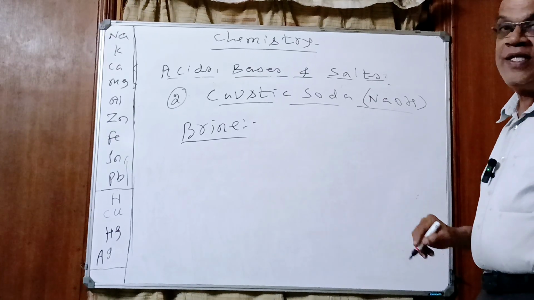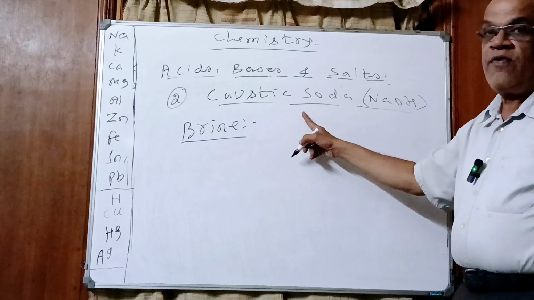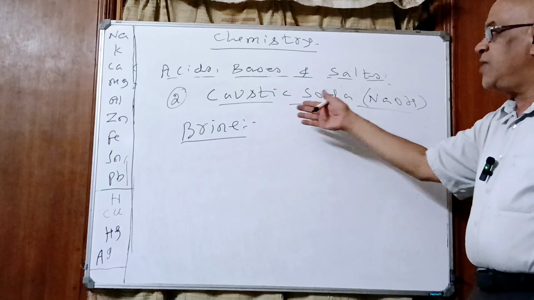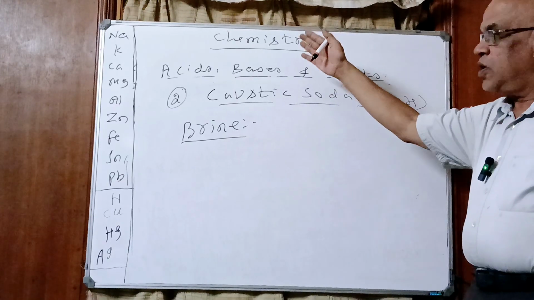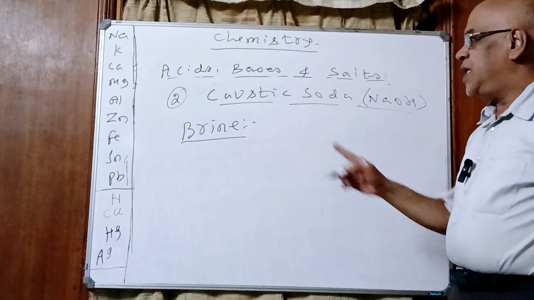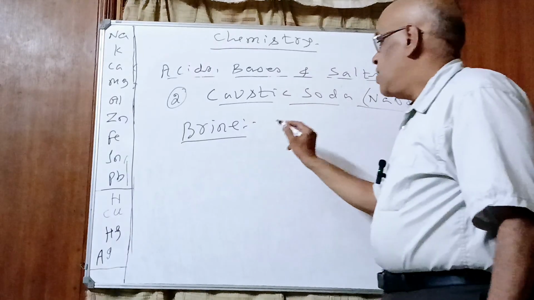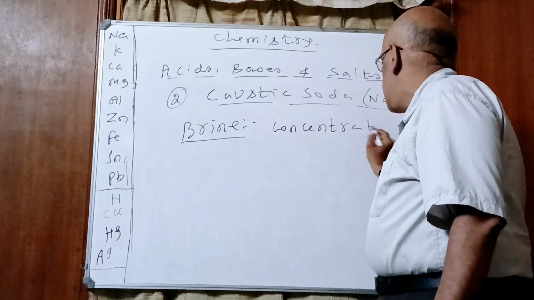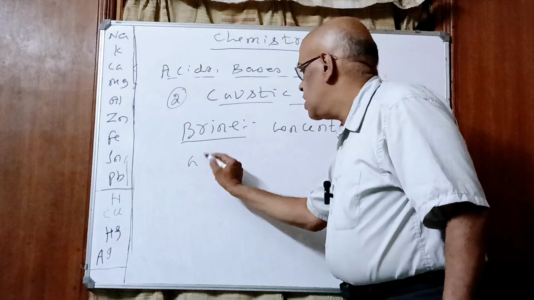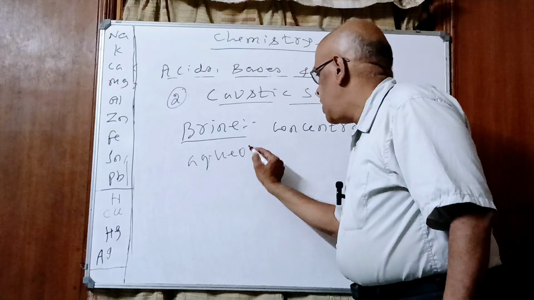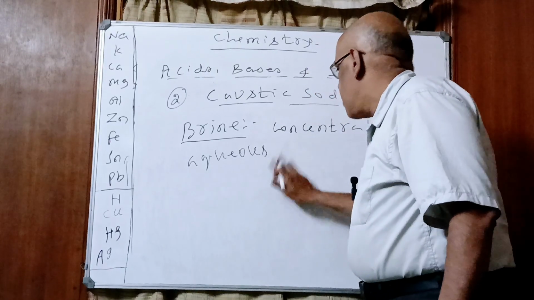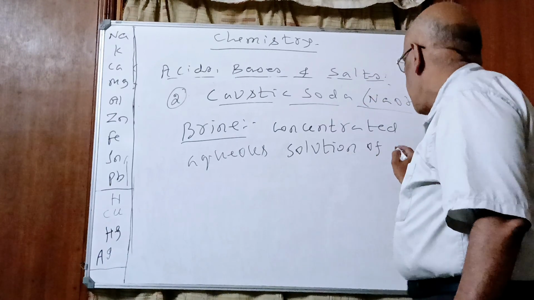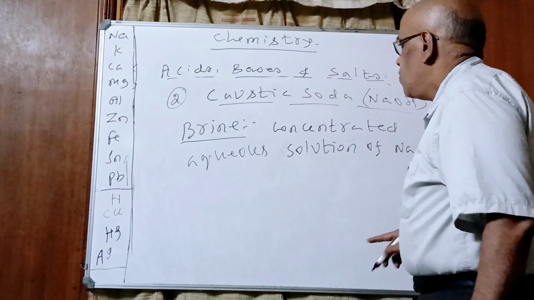It is used in industry in large quantities. It is a starting material for many chemicals in industry, so it is produced in large quantities. And the starting material for caustic soda is sodium chloride, common salt. How is it prepared? It is prepared from brine. What is brine? Brine is concentrated aqueous solution of sodium chloride.